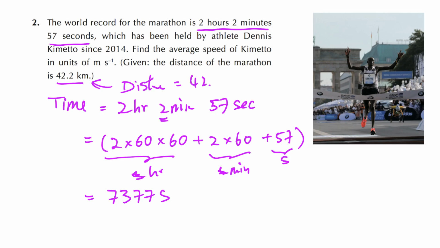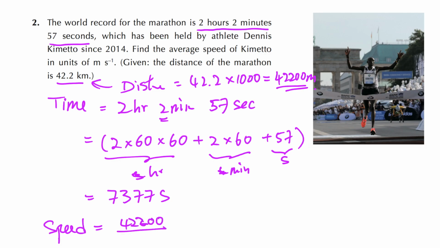For the distance, the kilometers have to be converted to meters. That will be 42.2 times 1,000, so it will be 42,200 meters. So the speed will then be equal to 42,200 over 7,377. So the answer for this one will be 5.72 meters per second.